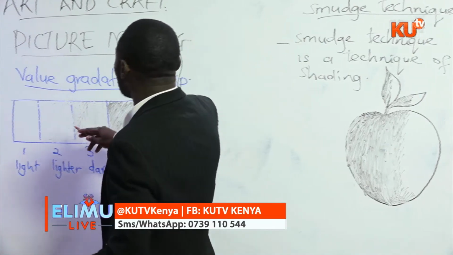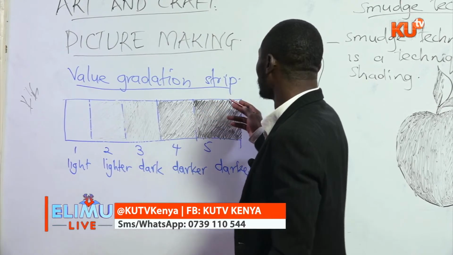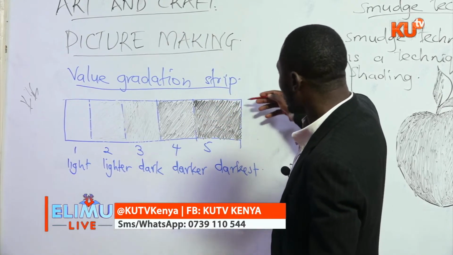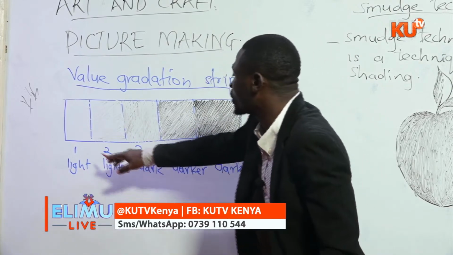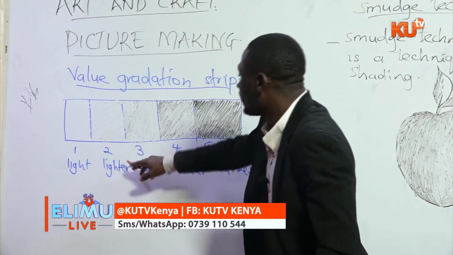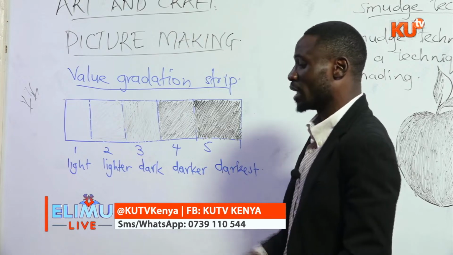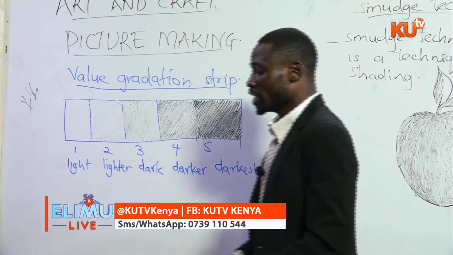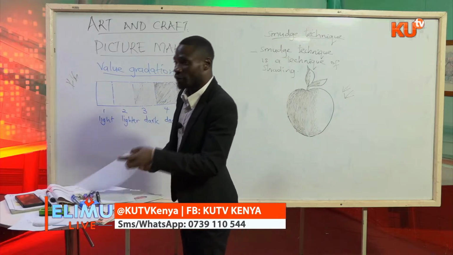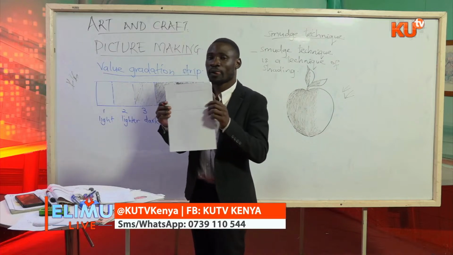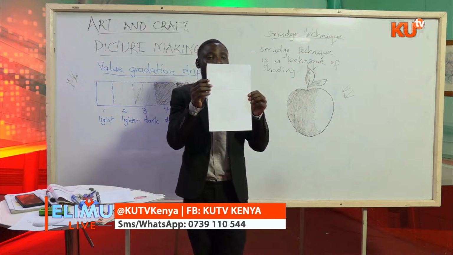And we have also come up with a value gradation. In this value gradation, we've identified the light part, which is number 1, the lighter part, number 2, the dark part, the darker, and the darkest, which is the last strip. And right now I want to do it on a piece of paper, and this is the frame.